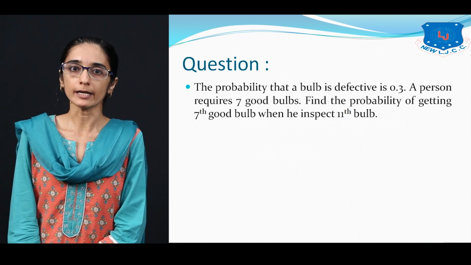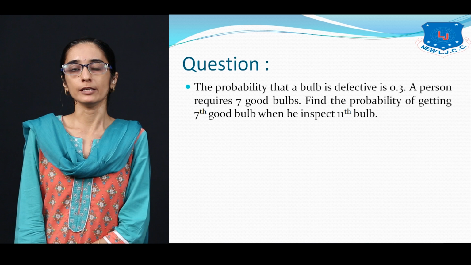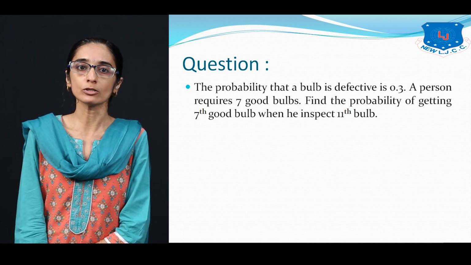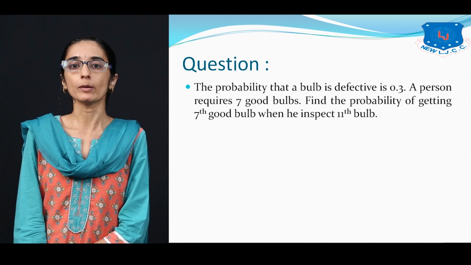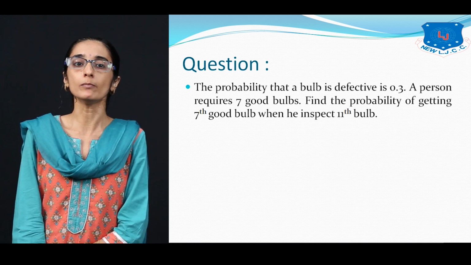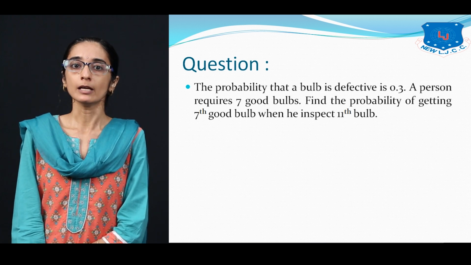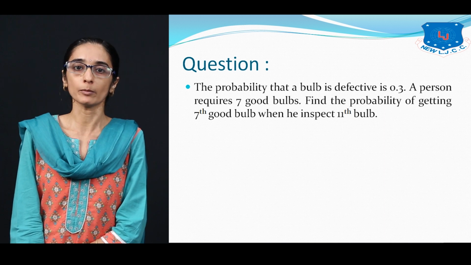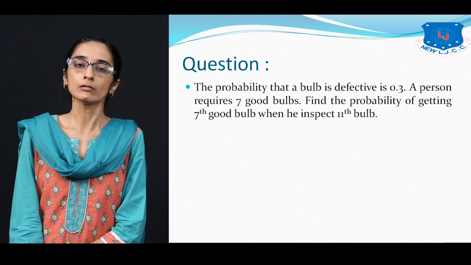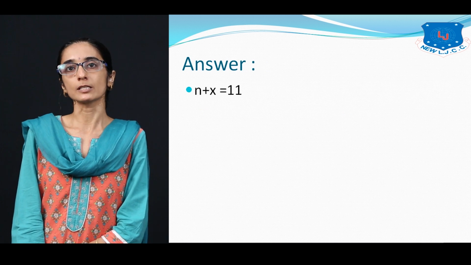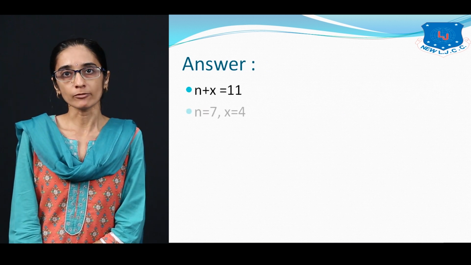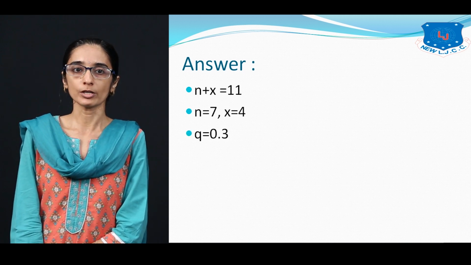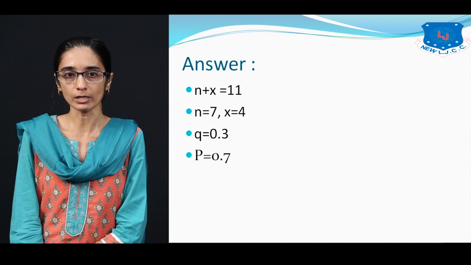Now let's check out the last example of this method. The probability that a bulb is defective is 0.3. A person requires 7 good bulbs. Find the probability of getting the 7th good bulb when he inspects the 11th bulb. So now I hope you can write down all the numbers. Let's just go further. Let's substitute the values. N plus x is 11. N is 7, so x is 4. Now once again q value will be 0.3, so p value will be 0.7.